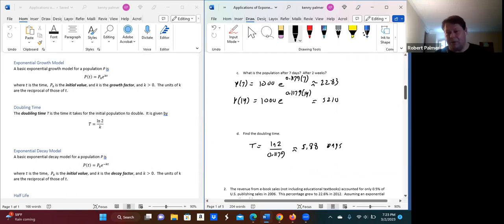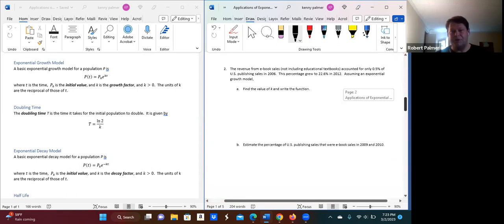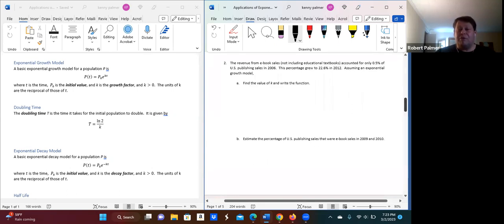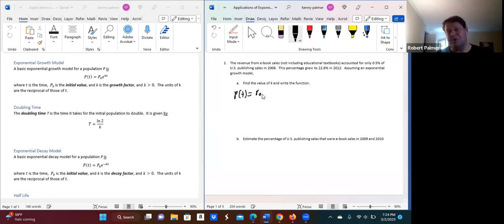All right. Let's take a look at another one. This one's a bit different. This one says the revenue from ebook sales, not including educational textbooks, accounted for about 5.5% of U.S. publishing sales in 2006. This percentage grew to about 22.6 in 2012. Assuming an exponential growth model, we want to find the value of k and write the function. Now, let's understand what we're looking for. So let's look at our models. Once again, this is exponential growth. So our model is going to be P of t is equal to P0 times e to the kt.